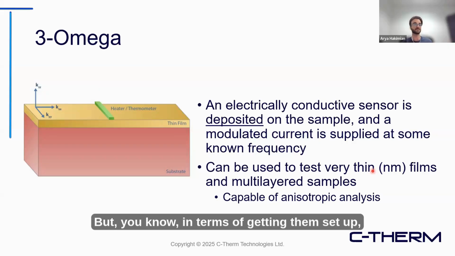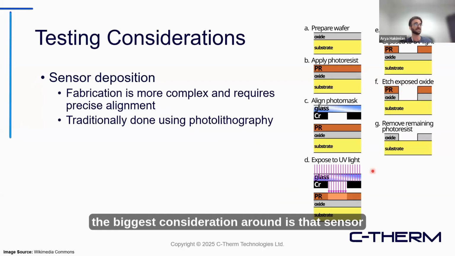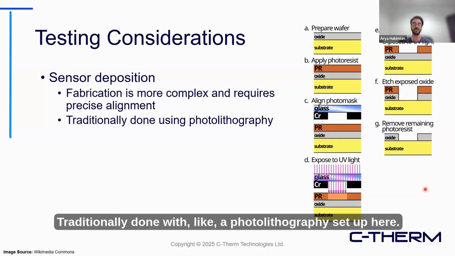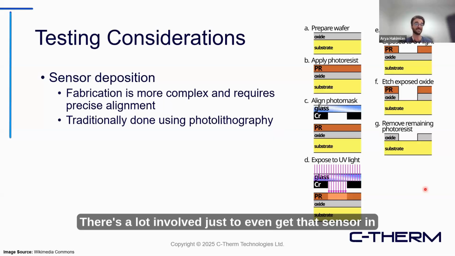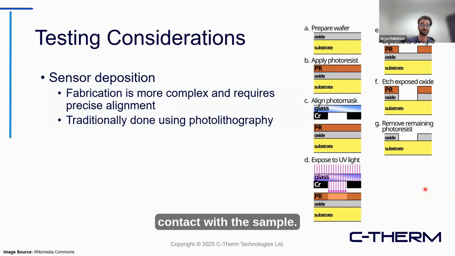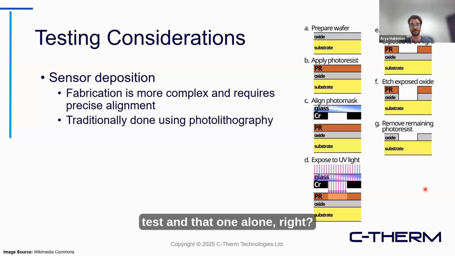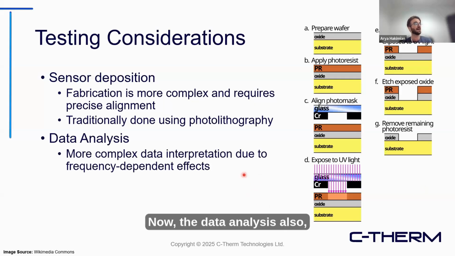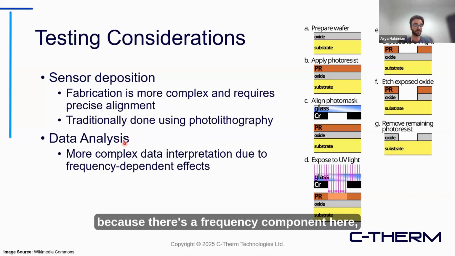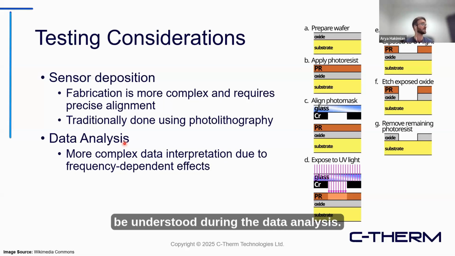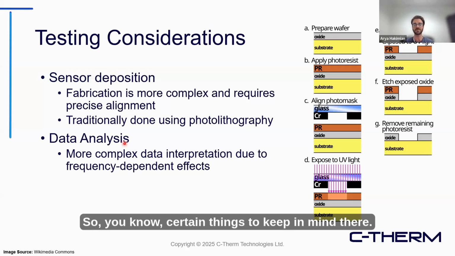But, in terms of getting them set up, the biggest consideration is that sensor deposition, because you do have this more complex fabrication process requiring precise alignment, traditionally done with a photolithography setup. There's a lot involved just to even get that sensor in contact with the sample. And of course, once it's on there, then that sensor is on that sample for that test, and that one alone, right? Now, the data analysis also, because there's a frequency component here, there are some frequency-dependent effects that need to be understood during the data analysis. So, certain things to keep in mind there.